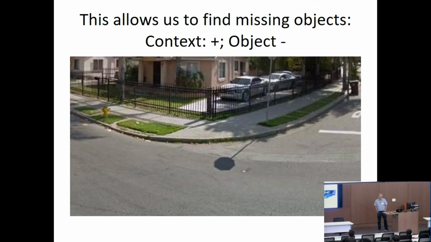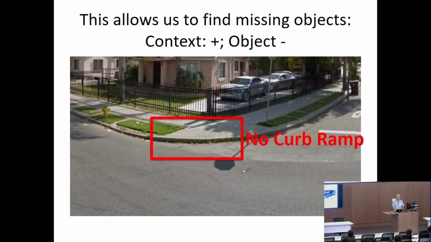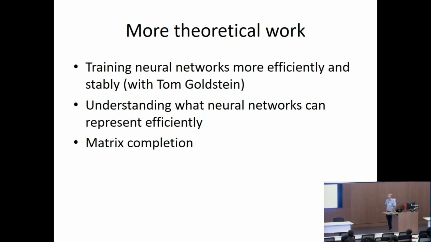And so the idea is that a missing curb ramp is a location where the context suggests that there should be a curb ramp, but your object model says that there isn't one. So those are just some of the projects I've been working on. There's a bunch of other stuff that I'm leaving out for reasons of time or ongoing work that isn't really complete yet that I didn't want to talk about yet.